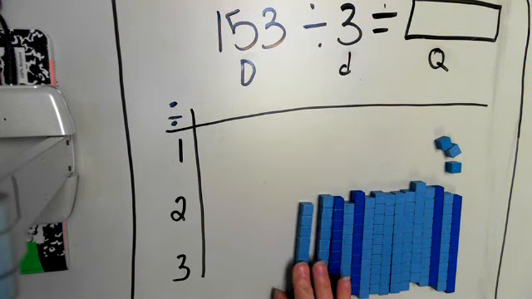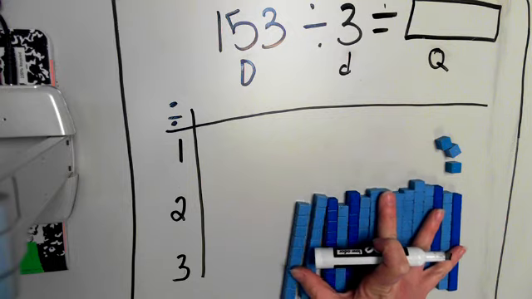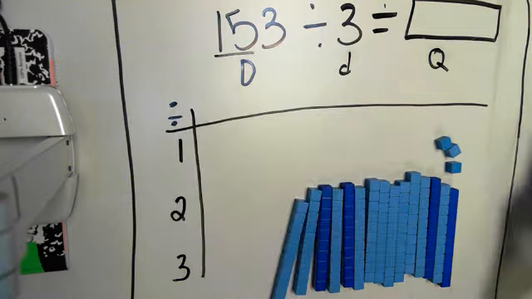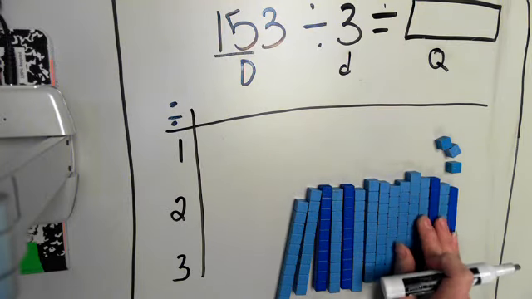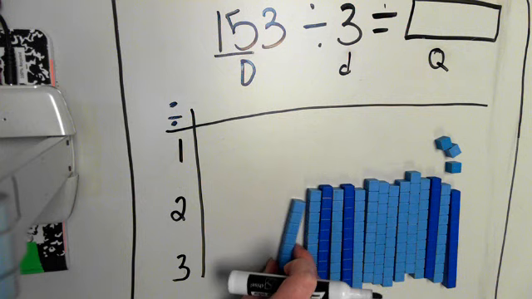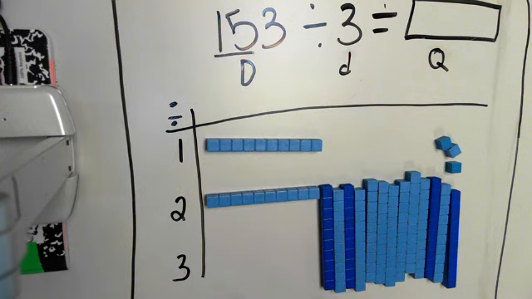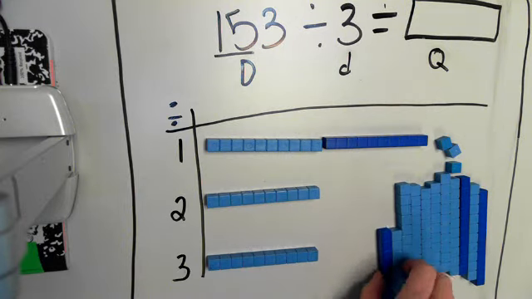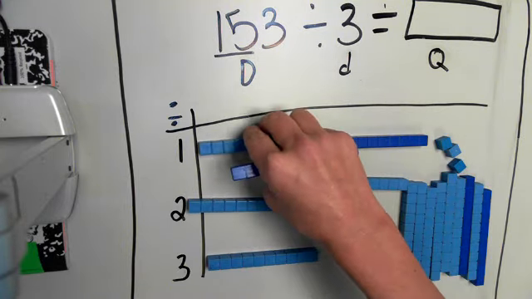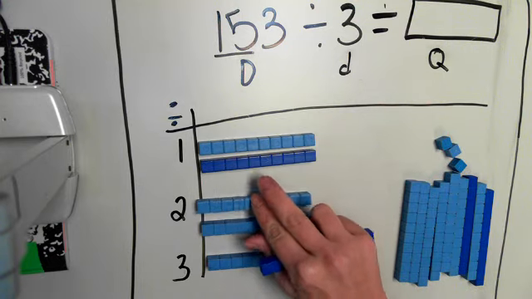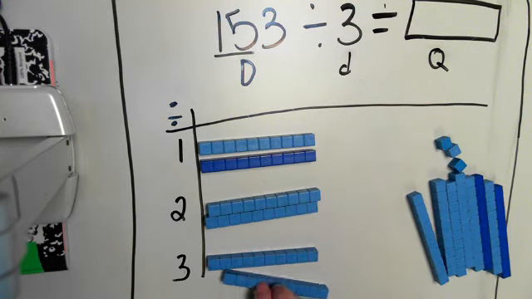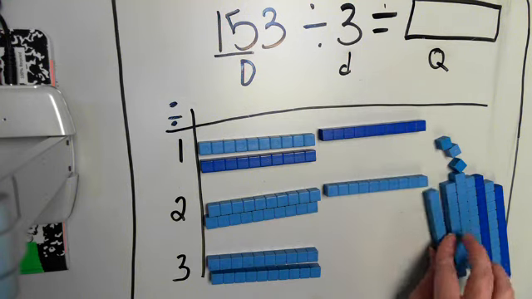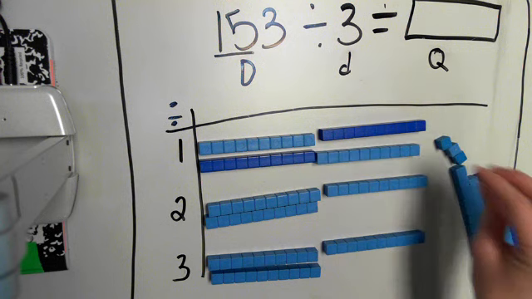I'm going to take my 15 rods. Where did I get that 15 rods? Well, I got it from that 100, the flat that I exchanged for my 10s, and my 5 that I already had. So I'm going to take my 15 rods and share them as equally as possible until I get to the point where I can no longer share equally. Oops. So I'm going to do that, not side by side. So I'm going to go ahead and share equally, one at a time.